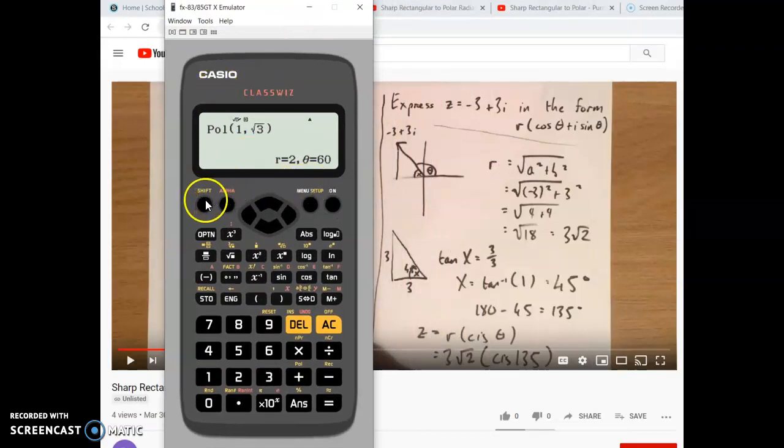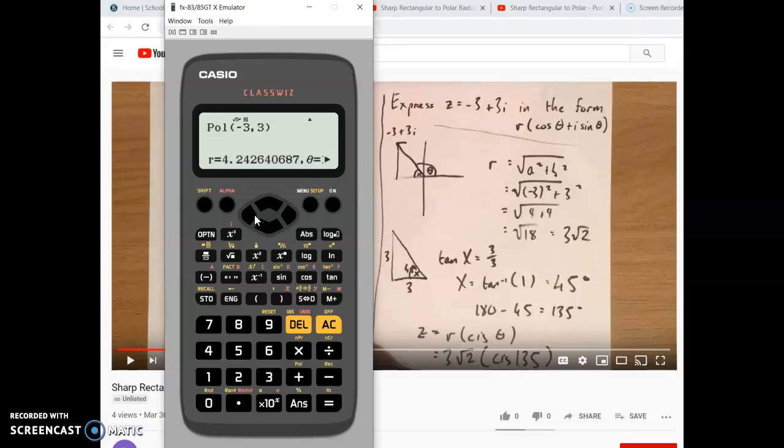Again, we're going shift and plus, enter the -3, shift and right bracket for comma, 3, close your bracket, and equals. And I'm expecting 3 root 2 cis 135. Something's up with the modulus there. I'm not getting 3 root 2, but I am getting the 135. So in degrees mode, it's always going to do the angle right for you. It's just the modulus which might not be displayed the way we want initially.